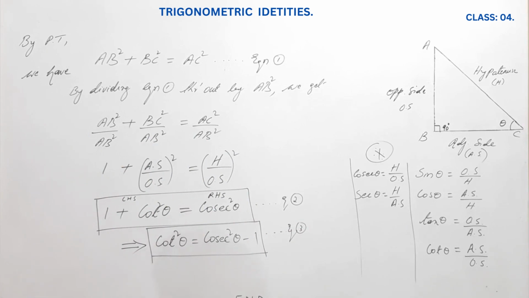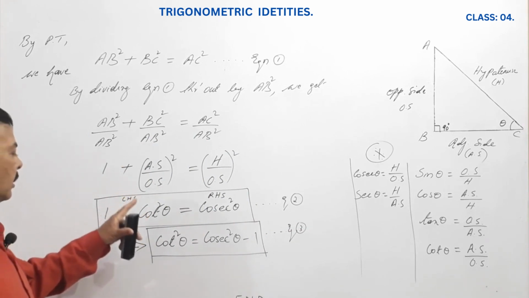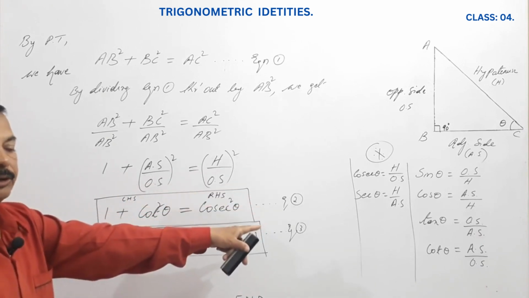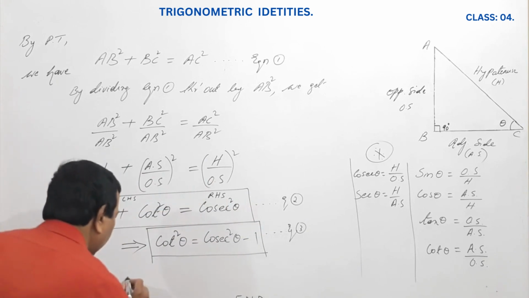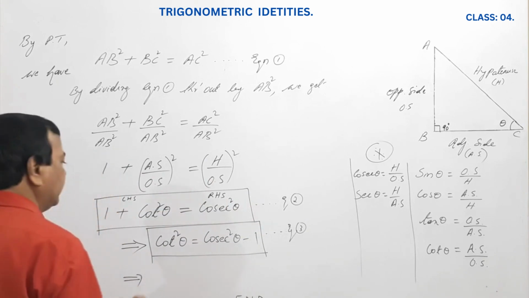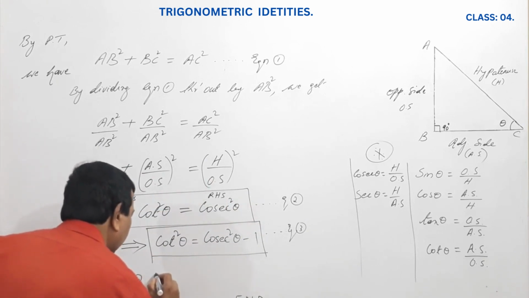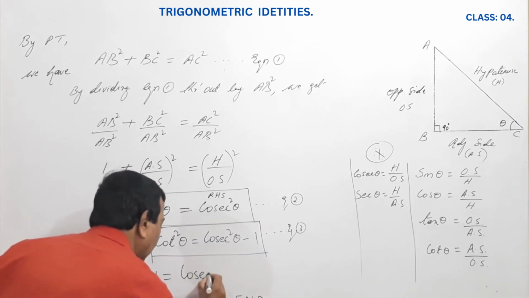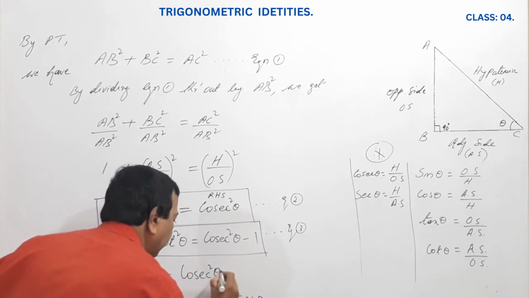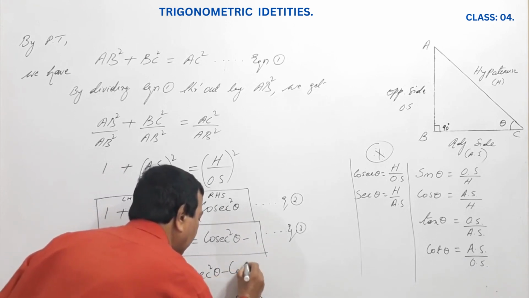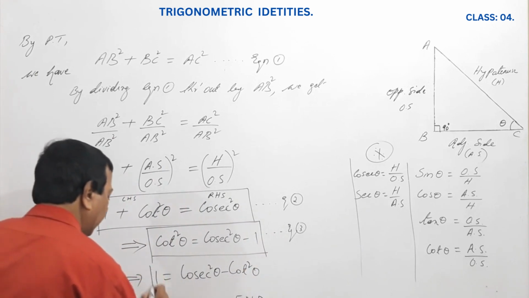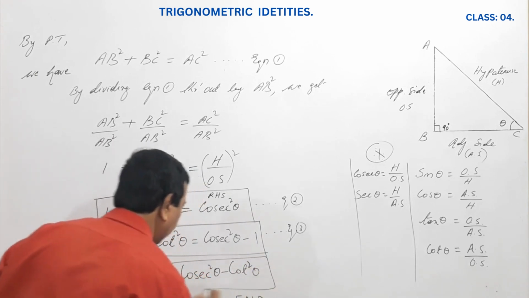Please make a note. Now what I will do is, I will keep this one on the left hand side and transfer this cot square theta to the right hand side. So 1 equals to cosecant square theta minus cot square theta. This is another relation.